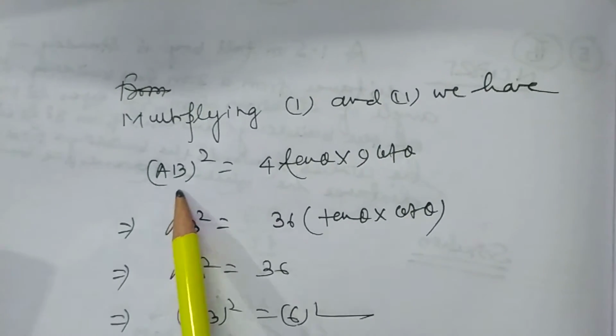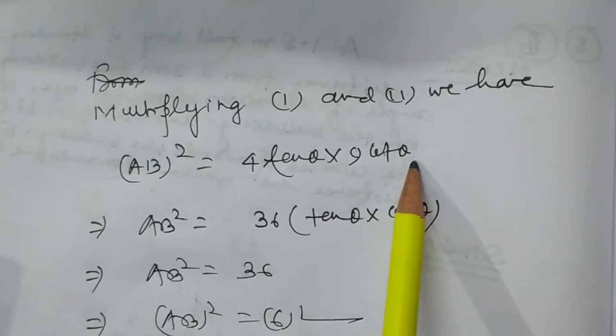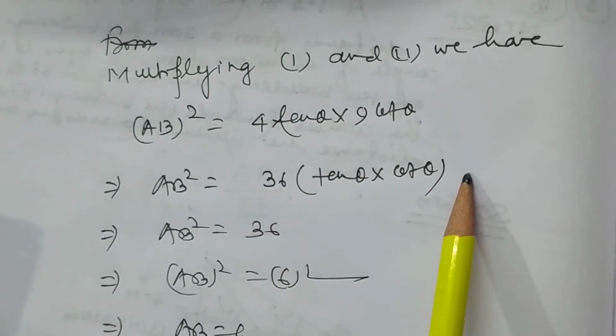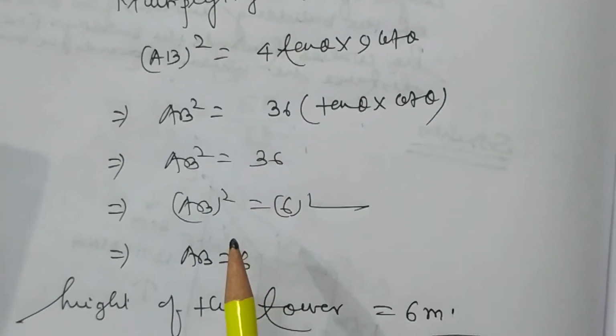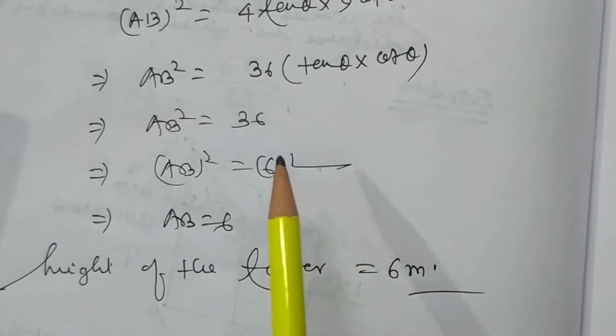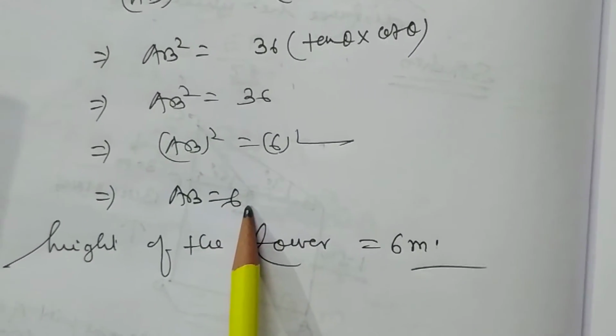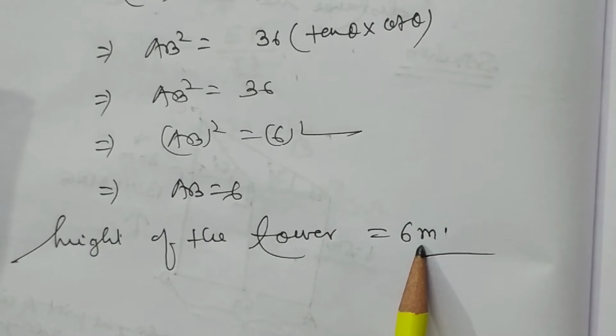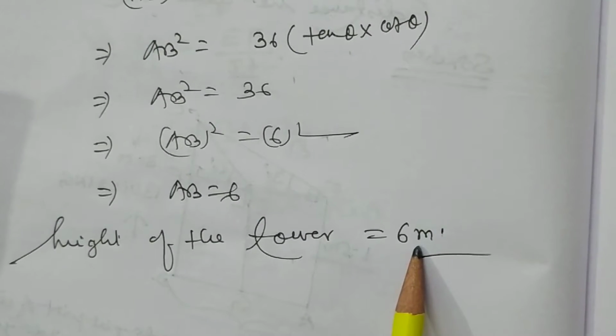So multiplying first and second, we have AB square is equal to 4 tan theta into 9 cot theta. AB square is equal to 36 tan theta into cot theta. AB square is equal to 36. AB square is equal to 6 square. And AB is equal to 6. The height of the tower is 6 meter.